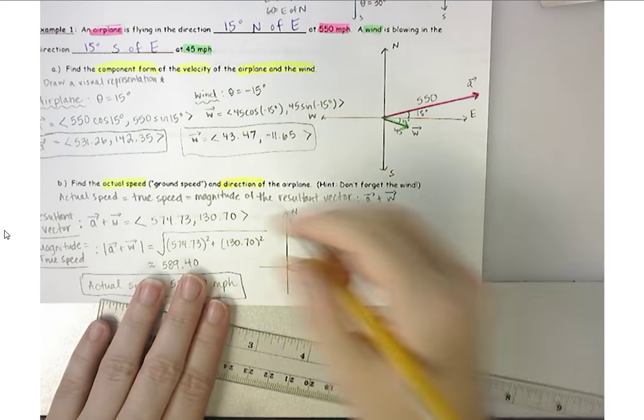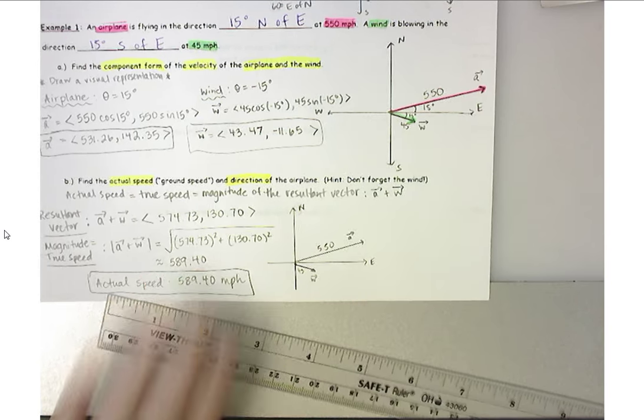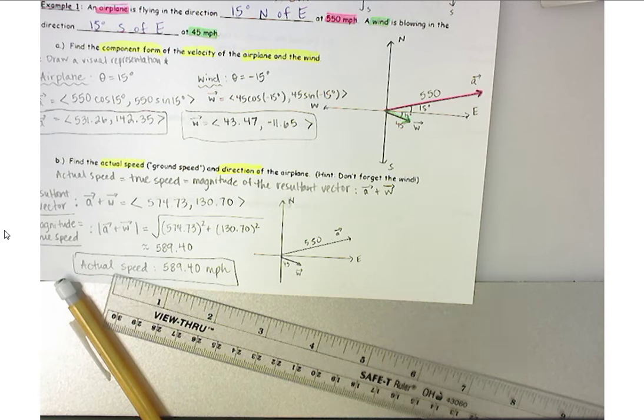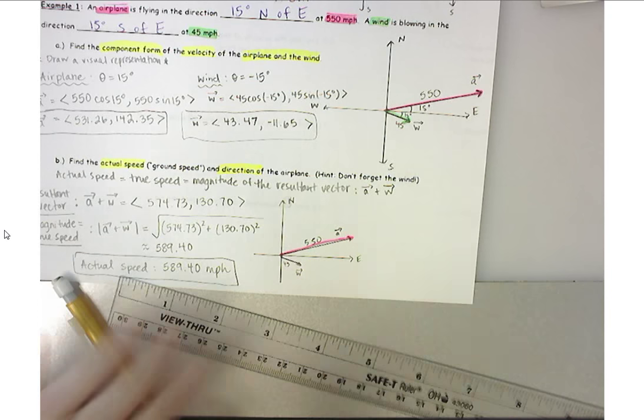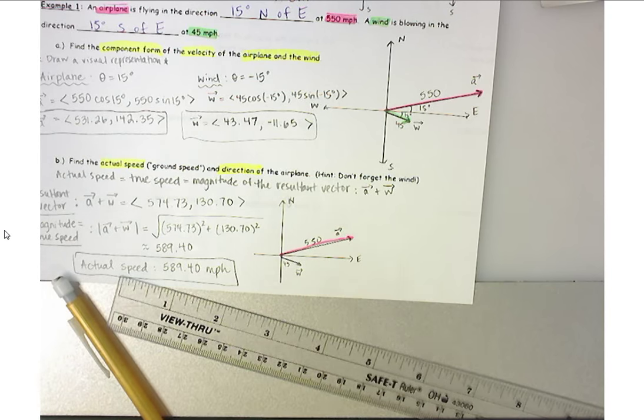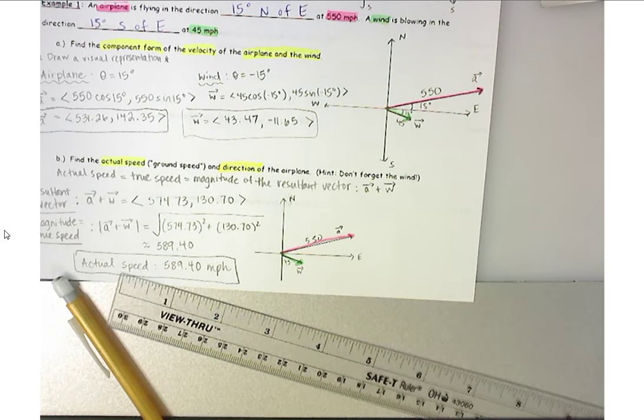And then we had the 45, which was our wind. So yesterday we talked about when you have two vectors, you can find the addition of those two vectors by finding what? What's it called? We drew this ourselves. Yes, the diagonal of the parallelogram formed by the two vectors.